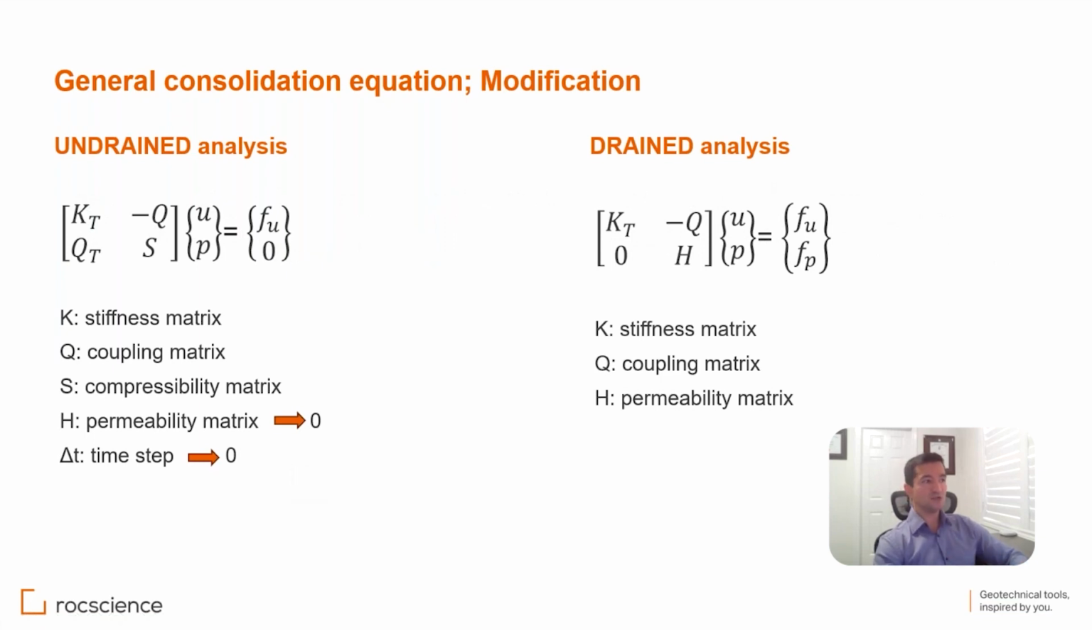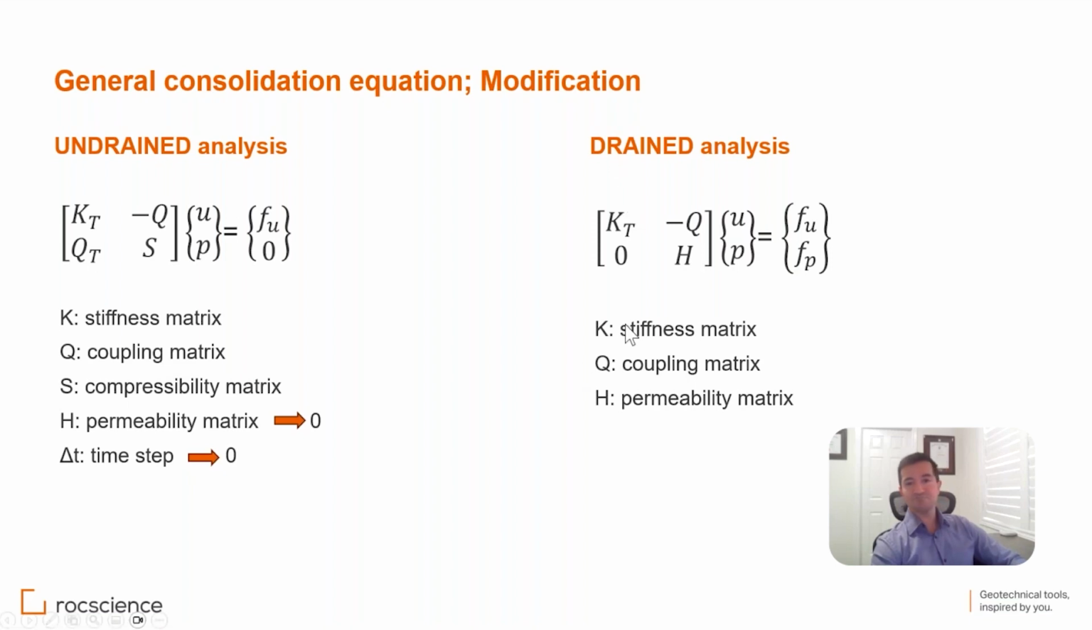For the modification of that equation for undrained analysis, we can set the permeability matrix to 0 and time to 0. Then we end up with this smaller system of equations. At least the form is condensed. It is still coupled because you have U displacement, pore water pressure here, and all these terms are present. So you are still solving a system of coupled equations.